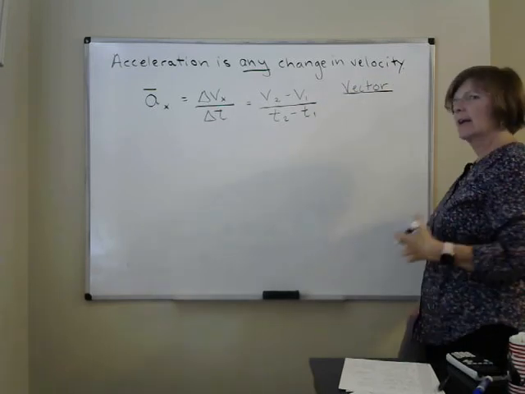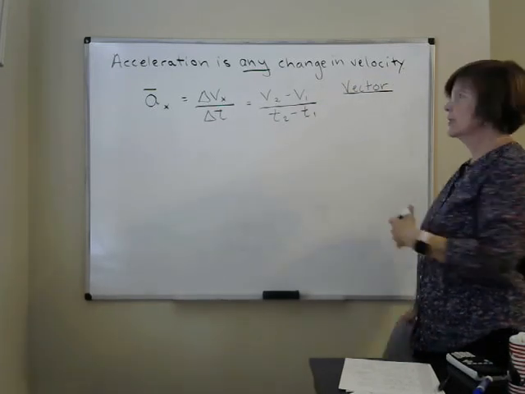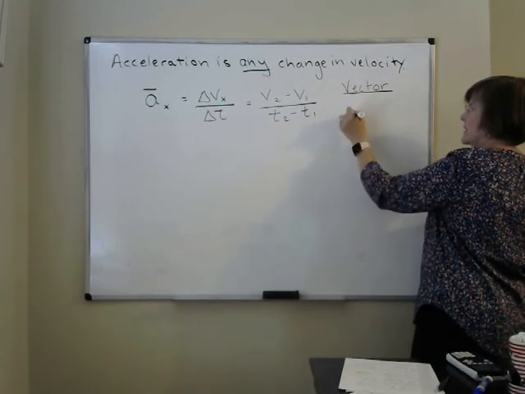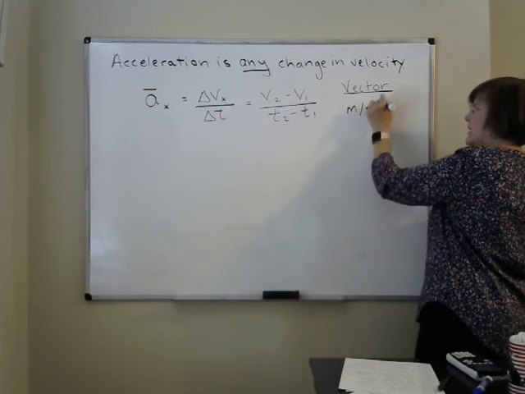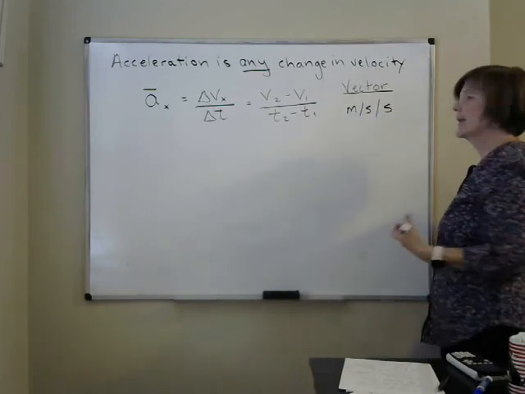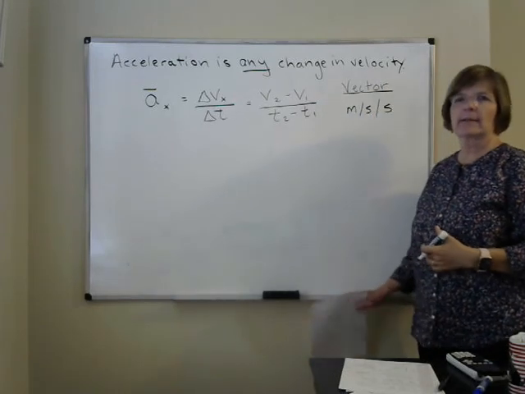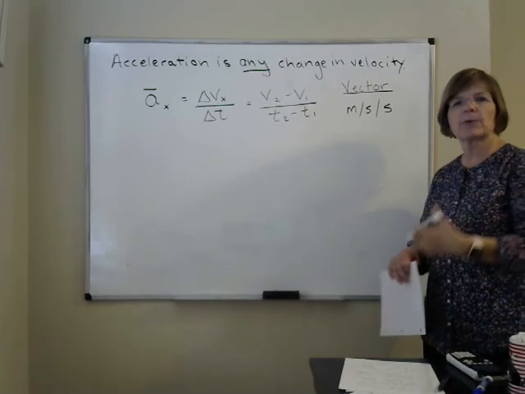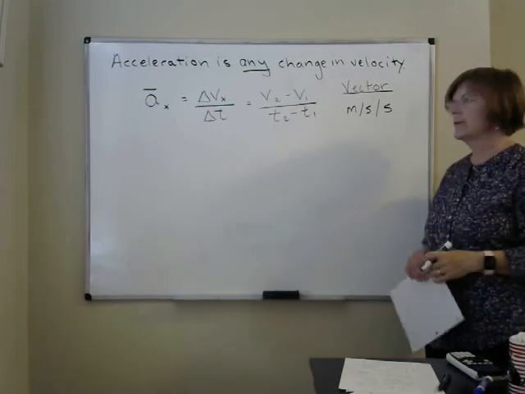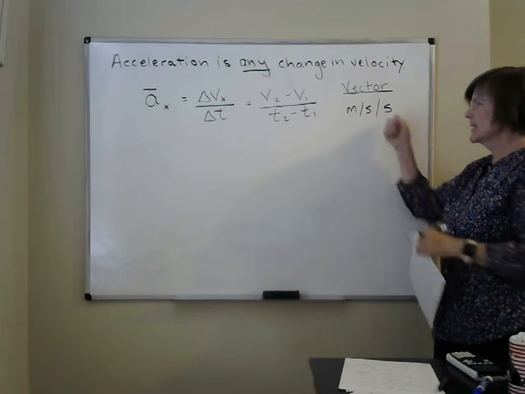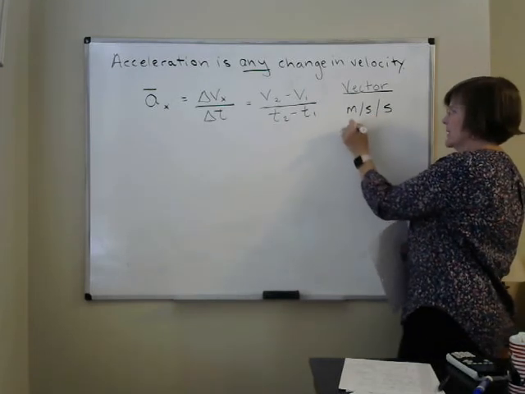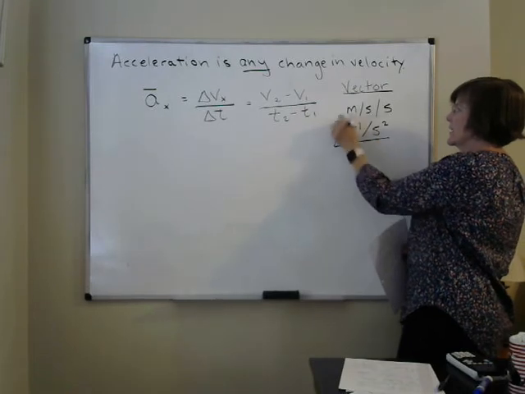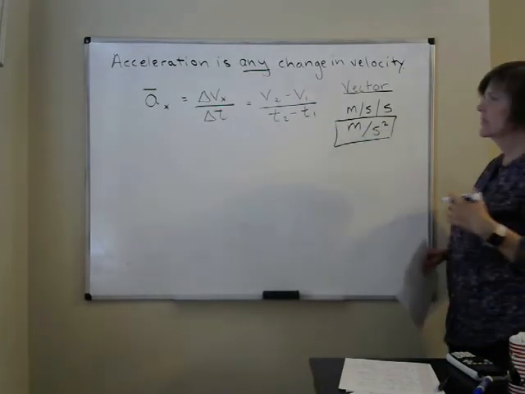The SI unit, which is our standard metric unit, is going to be meters per second divided by seconds. We can call that a meter per second. And we can talk about accelerations of things like miles per hour per second. But if we're using meters per second, we normally are going to write that as meters per second squared. So that's our SI unit for acceleration.